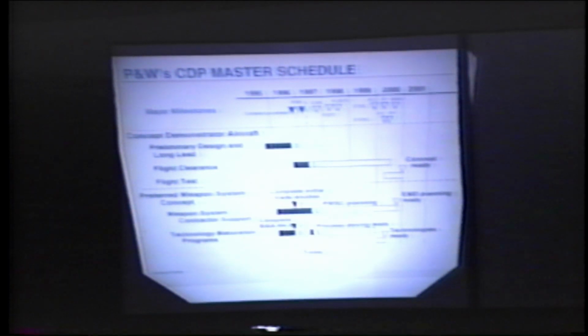Come along here, we're talking about the preferred weapon system contract. We're working that real hard. You saw all the different trade studies. We got to do that. This is what really counts down here. This is what the pilot's going to fly.